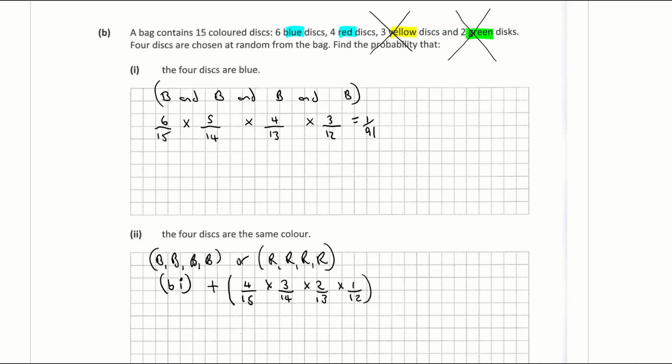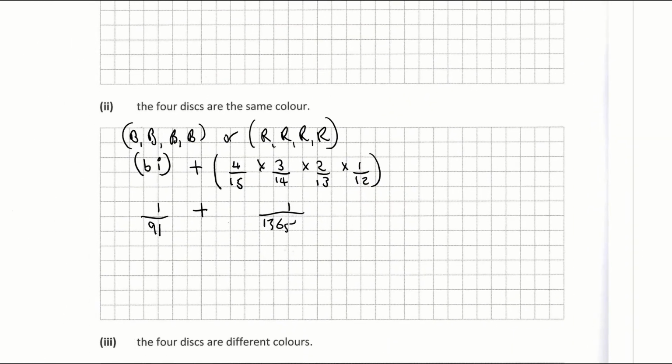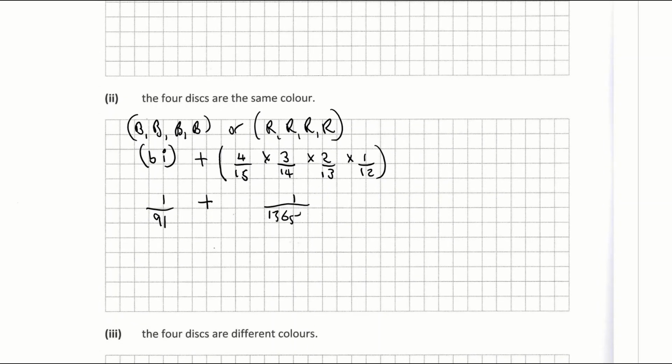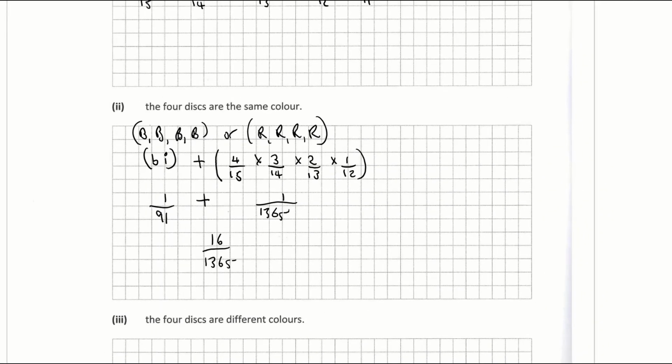When I multiply the 4 15ths, 3 14ths, 2 13ths, 1 12th, I get 1 over 1,365 plus my answer from B part 1, which is 1 over 91. When I add those 2 fractions together, I get 16 out of 1,365. So that is part 2 to that question. So let me just double check my answer there with that. Yeah, so 16 out of 1,365.